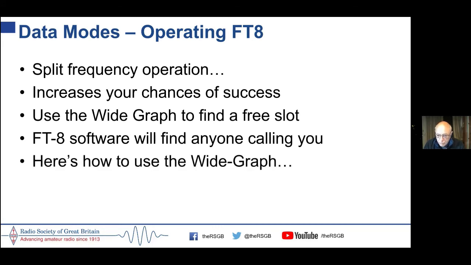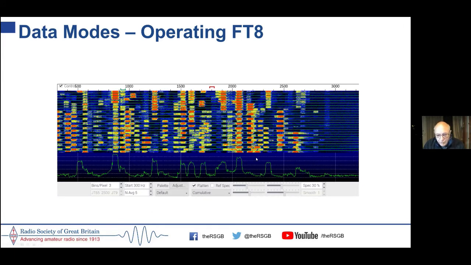It will find it, flag it up to you. So here's how you use the wide graph. So this is it. All looks a bit confusing to start off with, but what you've got at the top is a waterfall display, and each one of these red or yellow bands coming down here is a single FT8 station. So you can see it's quite busy. There's a lot of stations there. At the bottom here is a spectrum display where you can see the spectrum of each of those stations all lined up. The red indicator at the top here, this little red square bracket, is your transmit frequency. And the green one over here is where you're receiving.